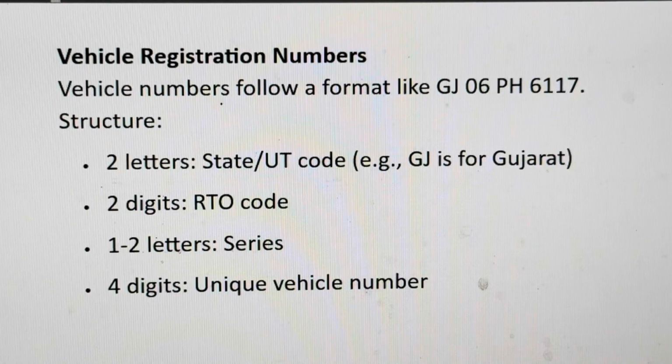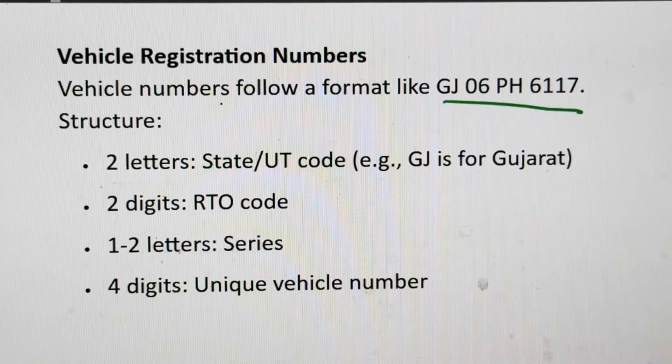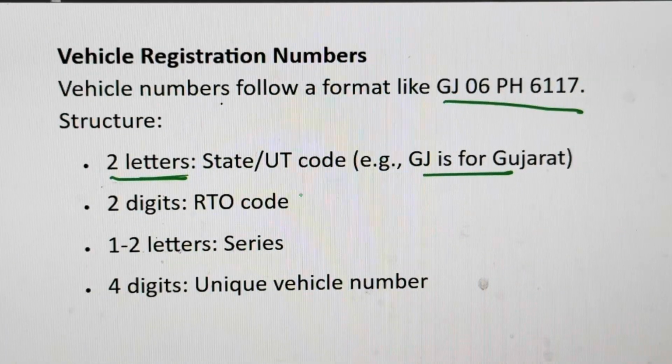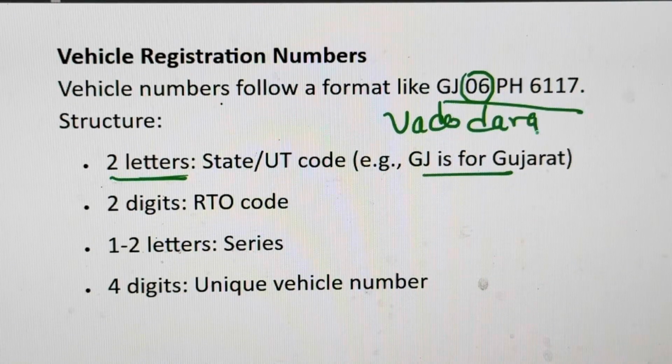So if we see this vehicle number, GJ06PH and 6117. Now GJ, the first two letters, are for the state Gujarat, right? So you can easily identify, looking at the first two letters, that this vehicle belongs to Gujarat state. Then this code, this 06, is for Vadodara, right? So in Gujarat, there are such 38 registration numbers. It can be GJ01, 02, 03, like that till 38 for different districts, right? So 06 is of Vadodara. So from this GJ06, you can easily identify that this vehicle belongs to Vadodara, Gujarat.